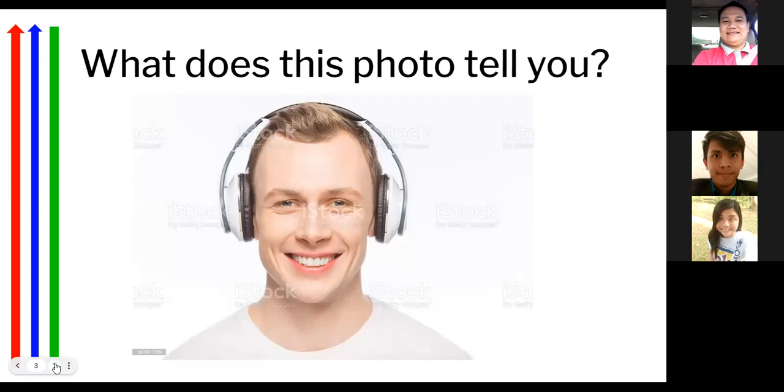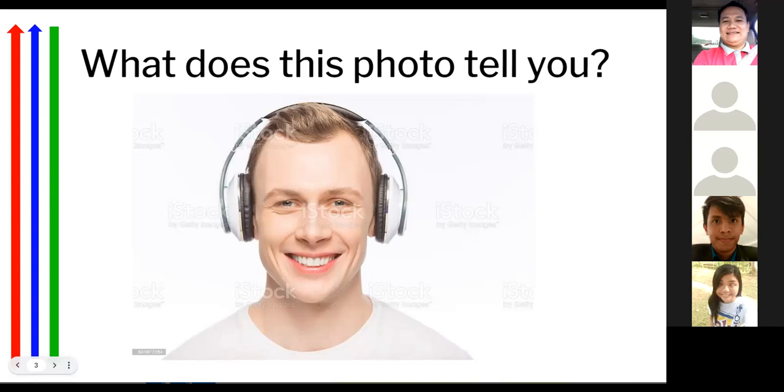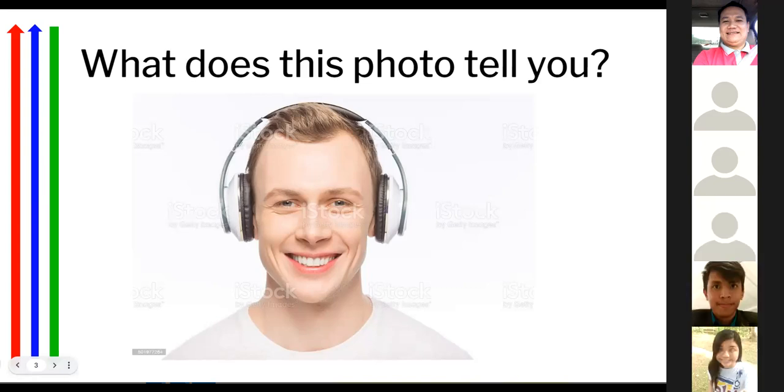Can you describe what you can see? You can just unmute. Who wants to describe what you see in the photo? Anyone? A man with a headset. Okay, a man with a headset. Aside from that, any other descriptions? Satisfaction. Okay. Last one. Listening to, I think that's a headphone, right? Maybe he's listening to some music. Okay. Thank you so much.